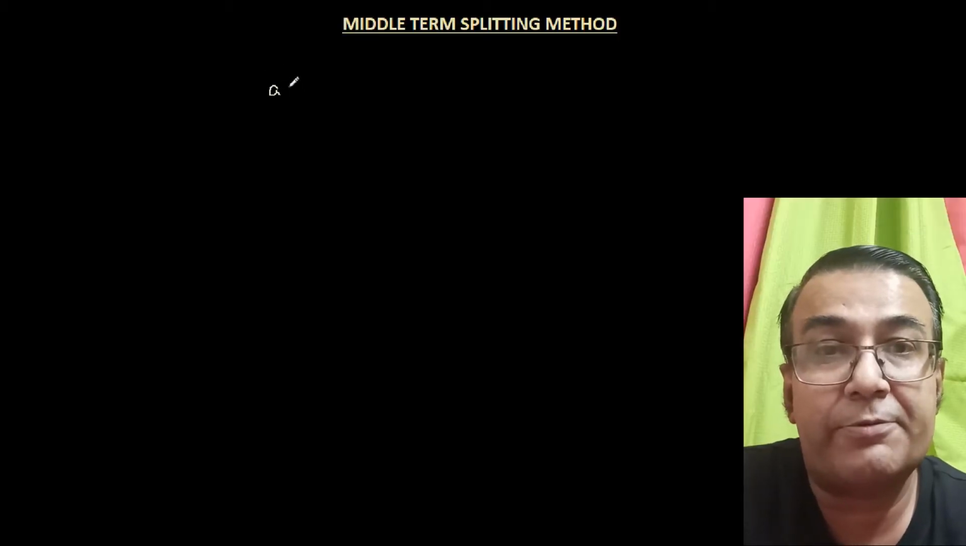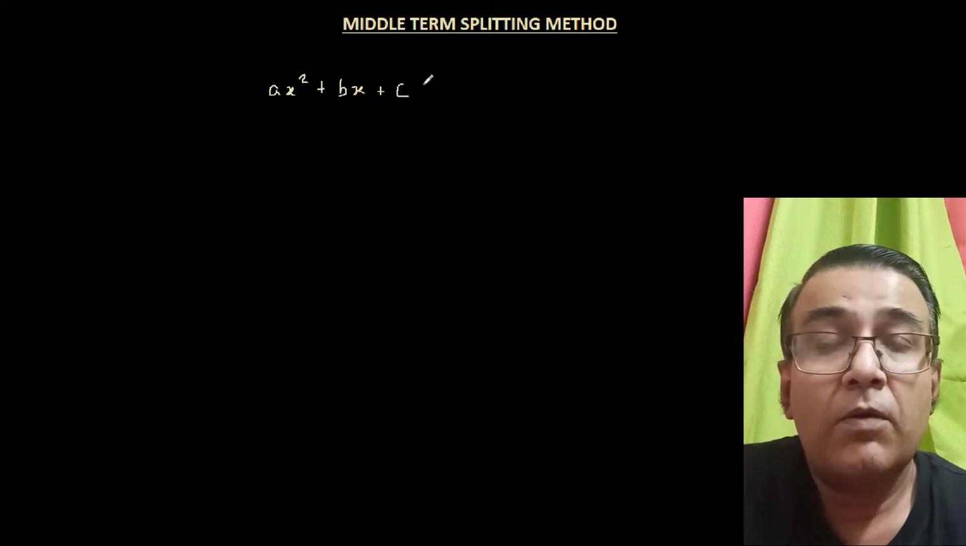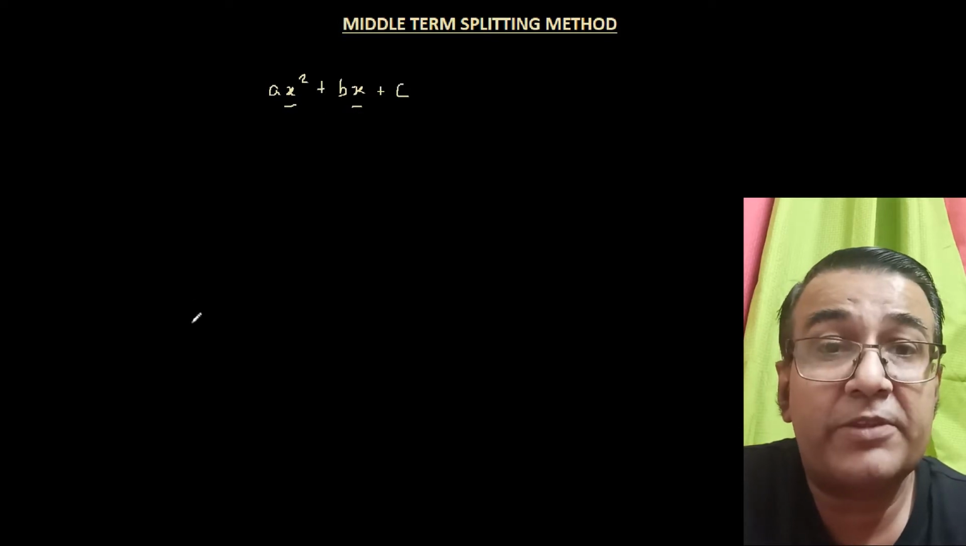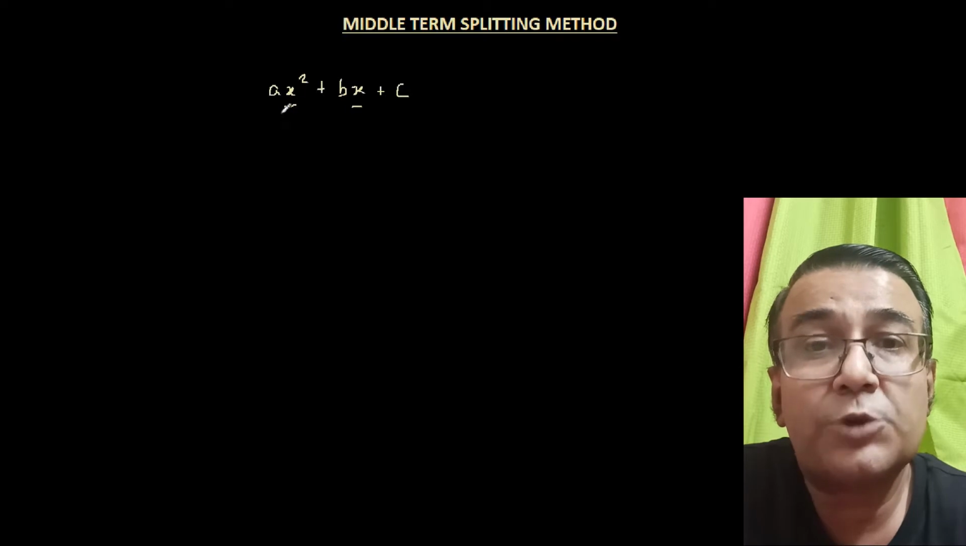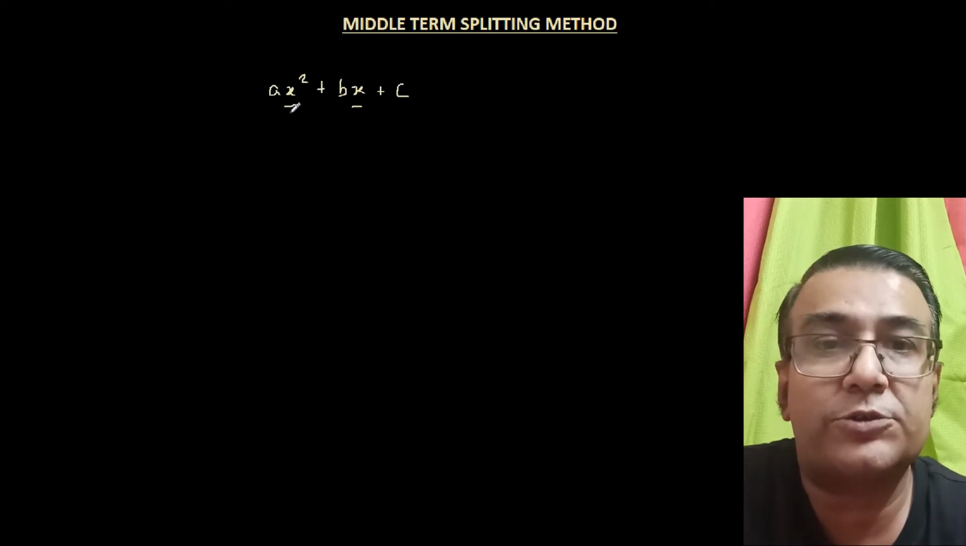So what exactly is a quadratic equation? Well, a quadratic equation is an equation which can be written in the form ax square plus bx plus c, where a is the coefficient of x square, b is the coefficient of x, and c is the constant term which does not have any variable. Whenever it comes to finding the solutions of a quadratic equation, what we are basically doing is finding the roots or the zeros of the equation.